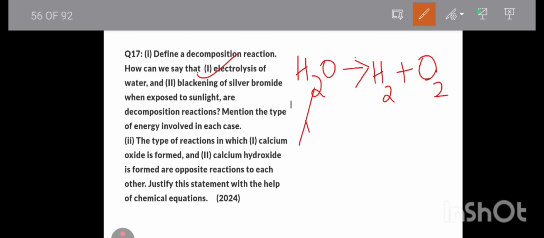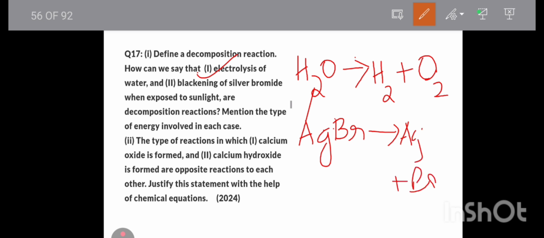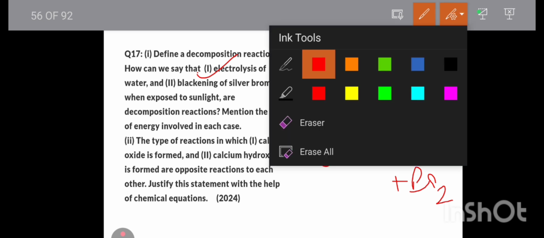Now blackening of silver bromide. So silver bromide, AgBr, when we keep it in the sunlight, what will happen? We will get a brown or grey colored substance. That grey colored substance is nothing but silver. Along with that, bromine gas will be produced. So here also a single reactant has undergone decomposition and two or more products are formed. So this can also be regarded as a decomposition reaction. Now let's move to the B part.